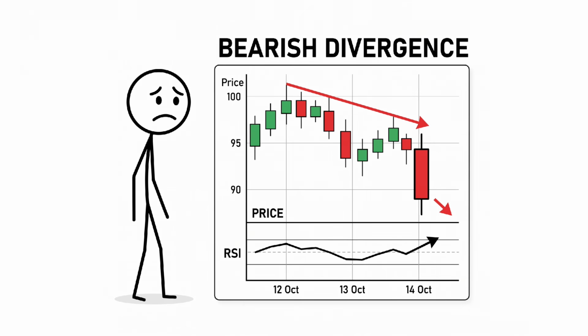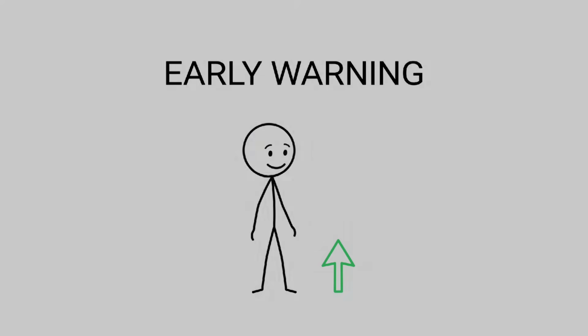Now the opposite. Price creates a higher high, but the stochastic oscillator creates a lower high. Price is pushing higher. Momentum is fading. That's bearish divergence. And this is where smart traders start paying attention, because momentum often changes before price does. Divergence doesn't guarantee a reversal. Nothing does. But it can provide an early warning sign that the current move is losing strength.